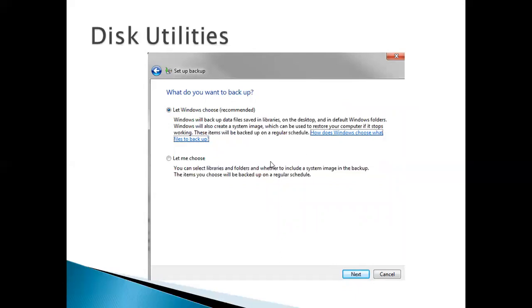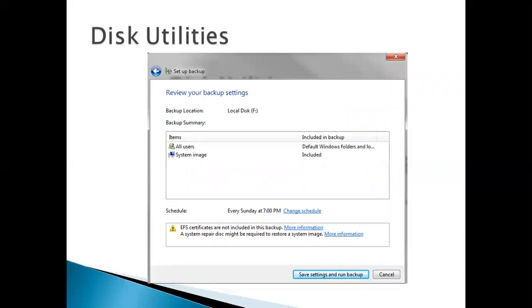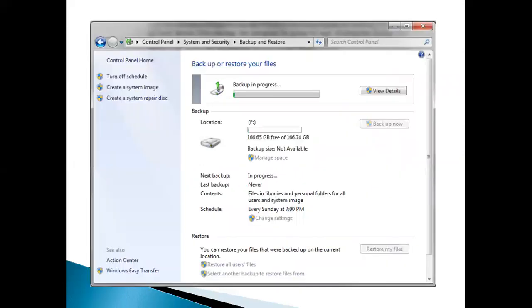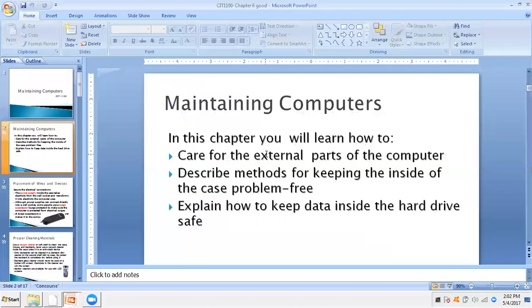So there are two options through which you can take backup. Either you will use the Windows option, or you can use the customize option. In the customize option, you will select what files and system image you want to back up, and in case of letting Windows choose, it will take the backup of the entire system image and data. So this is the step how you can take the backup of your data. Okay. So this has been completed.